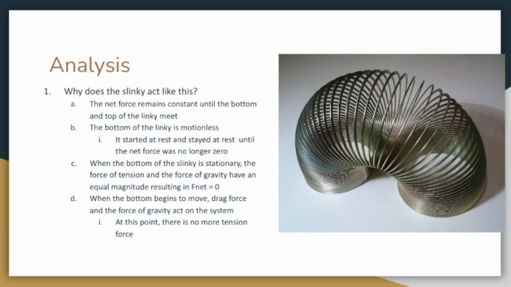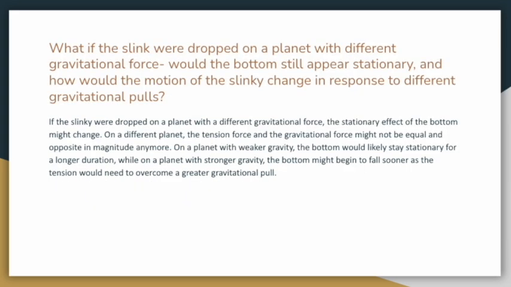Now for our analysis, why does the slinky act like this? The net force remains constant until the bottom and the top of the slinky meet. The bottom of the slinky is motionless. It started at rest and stayed at rest until the net force was no longer 0. When the bottom of the slinky is stationary, the force of tension and the force of gravity have an equal magnitude, resulting in F net equal to 0. When the bottom begins to move, drag force and the force of gravity act on the system. At this point, there is no more tension force.